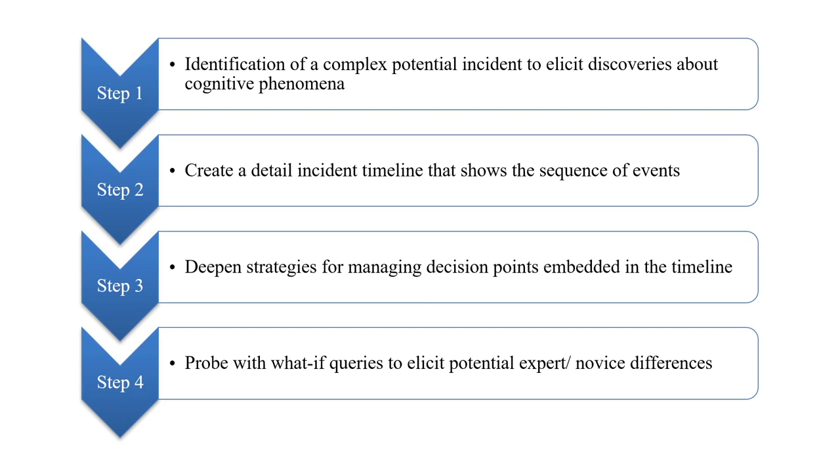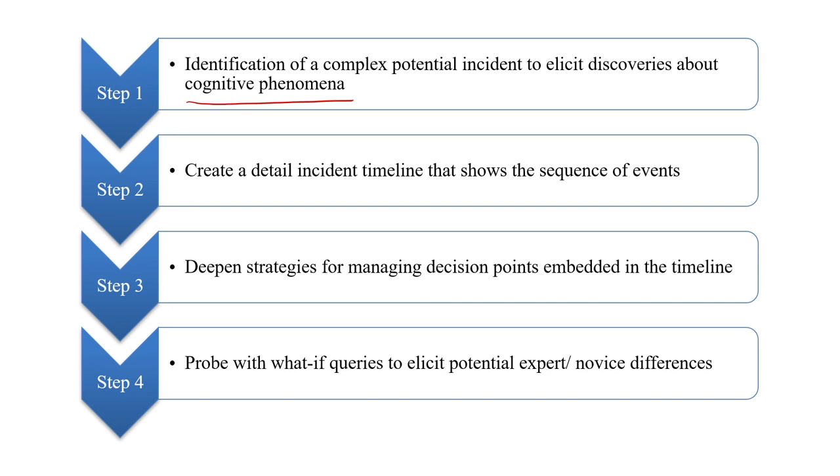So these are the major 4 steps. First, identification of a complex potential incident to elicit discoveries about the cognitive phenomena. When there is a system, it's not only cognitive, right? There are many other components, partially physical components, also involved. So we really need to understand what cognitive phenomena are present in the whole system.